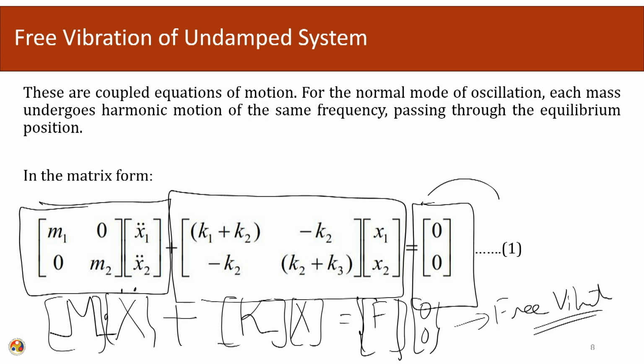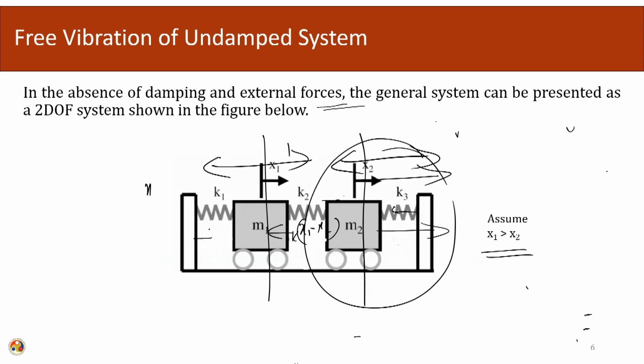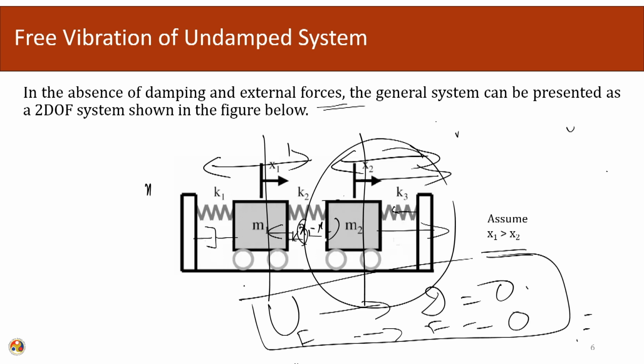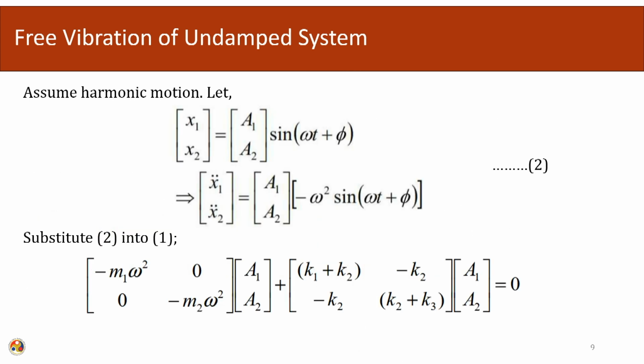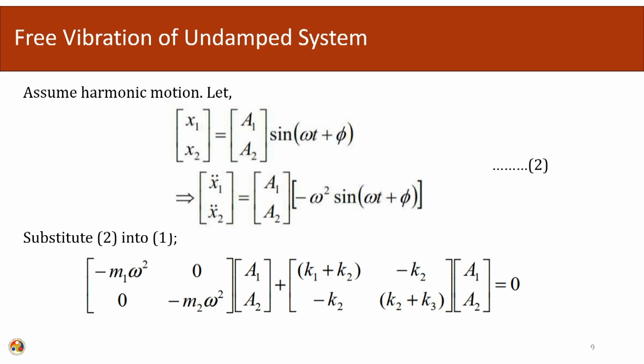Free vibration means the forcing function is 0, undamped system means the damping is 0. So, undamped means damping is 0 and free vibration means the forcing function equals 0. So, this is the simplest case. So, we are assuming a harmonic solution for this particular equation. So, x1 and x2, we assume that this is represented by a harmonic motion.